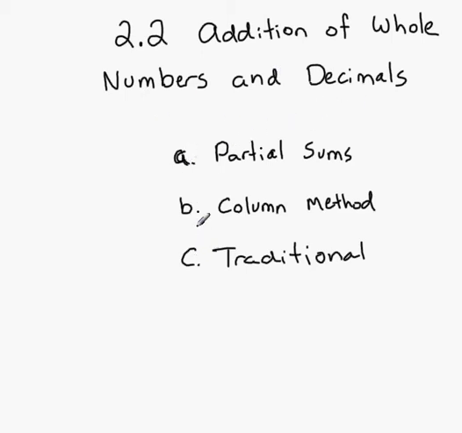There are three methods or algorithms that you can choose. And to be honest with you, you just need to pick the algorithm or the method that works best for you and stick with it. I'm not going to require any particular one. If you like partial sums, do that. If you like the column method, do that. And if you like traditional addition, you do it that way. I'm going to cover all three of these and then show you the differences, and then we're going to talk about what you do when you add with decimals.